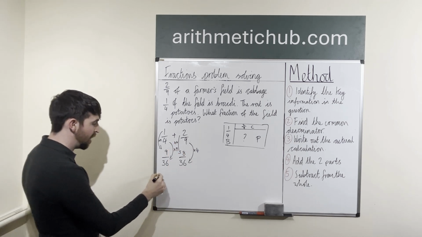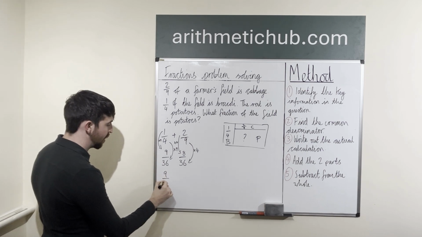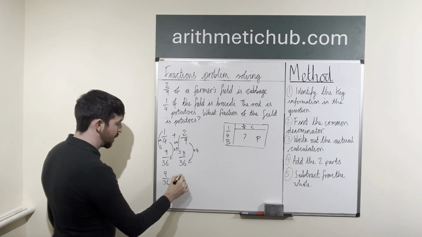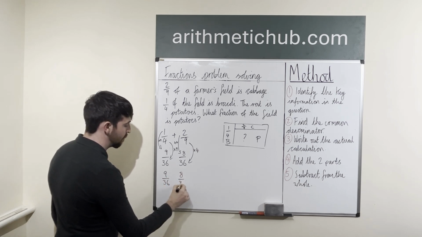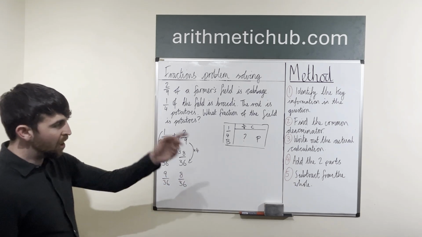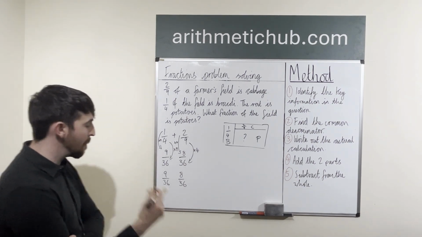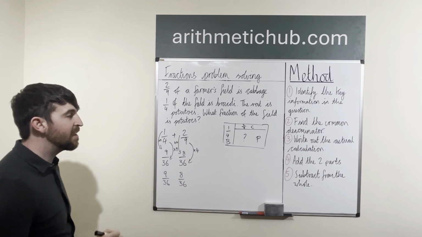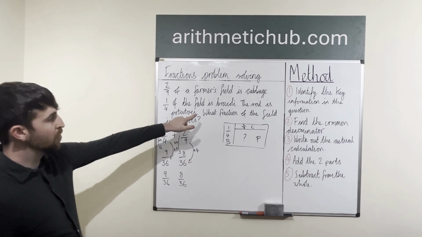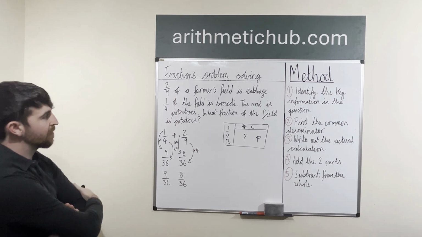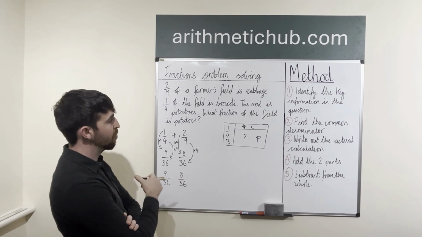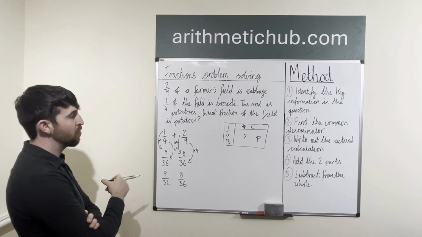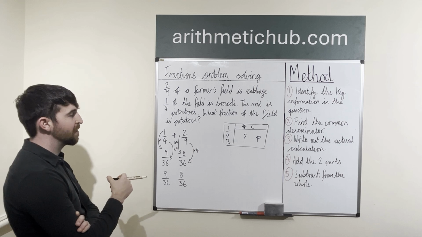So I know here I've got 9 over 36 and 8 over 36. Now the next part is the part that makes this all make sense to me. The next part says, write out the actual calculation. So, 2/9 of a farmer's field is cabbage. A quarter of the field is broccoli. The rest is potatoes. What fraction of the field is potatoes?